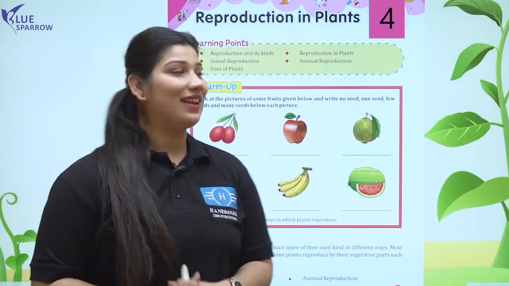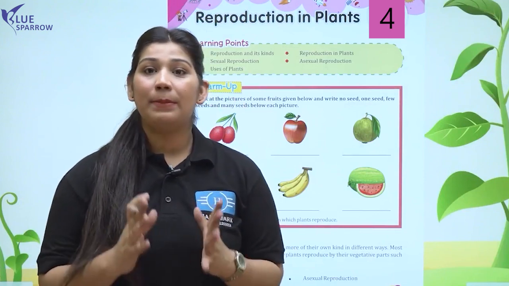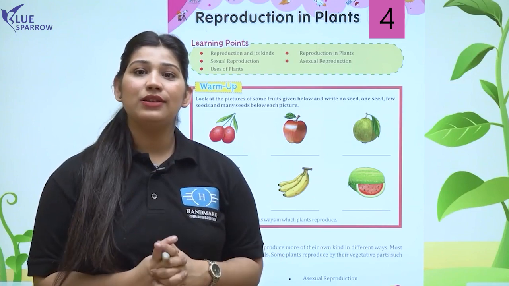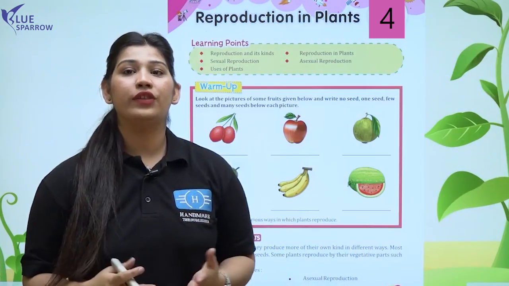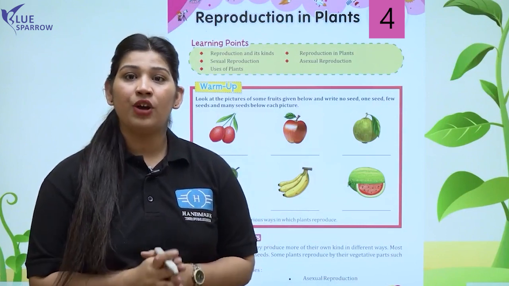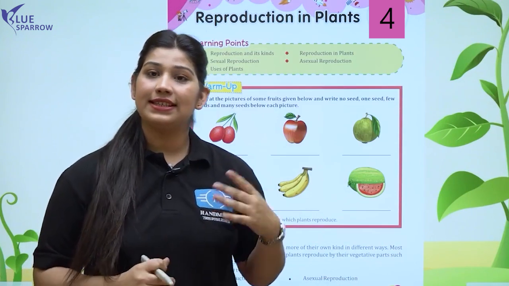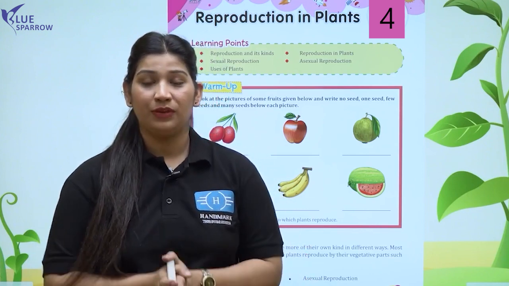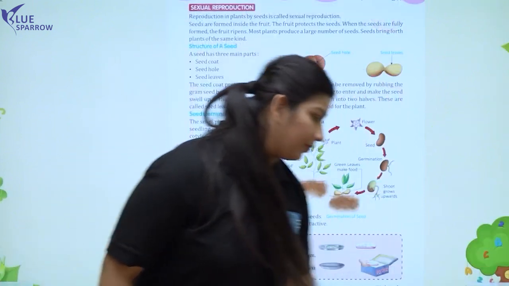Today's session topic is reproduction in plants. As we all know, a plant is a living thing, and like all living things, plants also reproduce. They produce more of their own kind. Reproduction in plants is of two types. First is sexual reproduction and the other is asexual reproduction. We will start understanding the chapter with sexual reproduction.